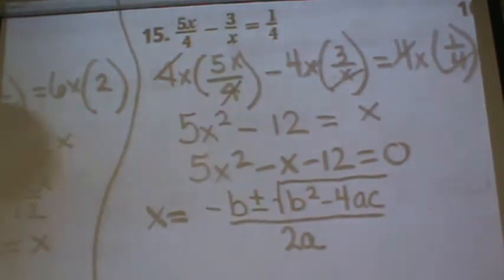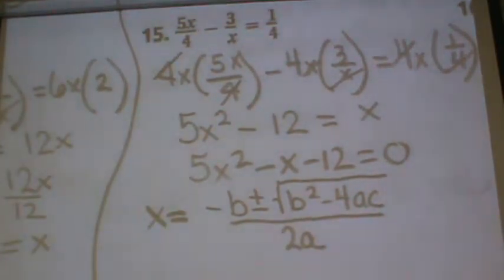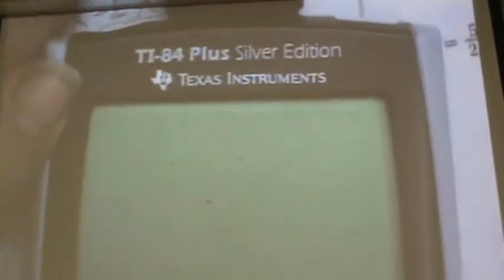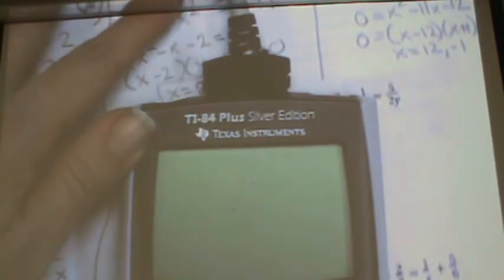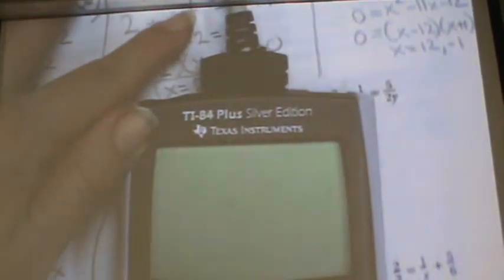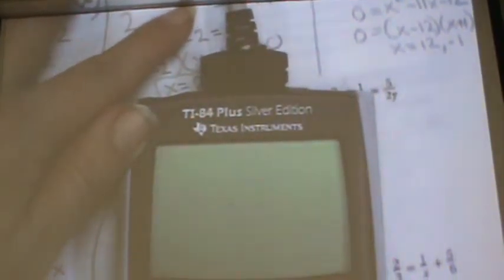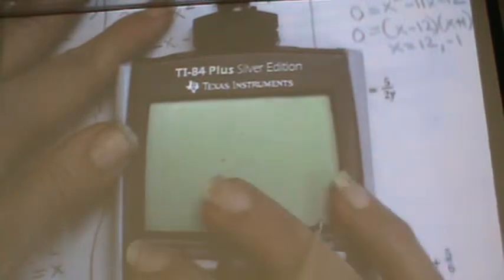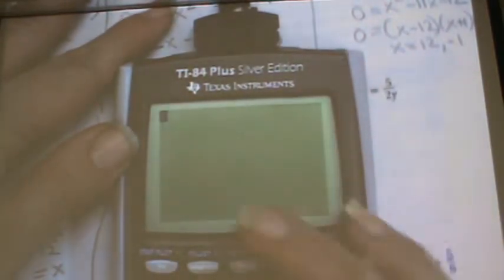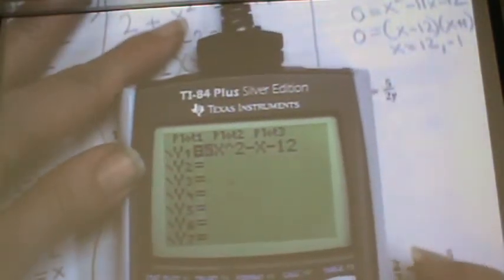You could use that formula, or watch me, I'm going to show you another way. Unfortunately, I don't have the Inspires right now in front of me. They took them for the test. So I do have an 84. A lot of you guys do have 84s. So what's an easy way to do this one?